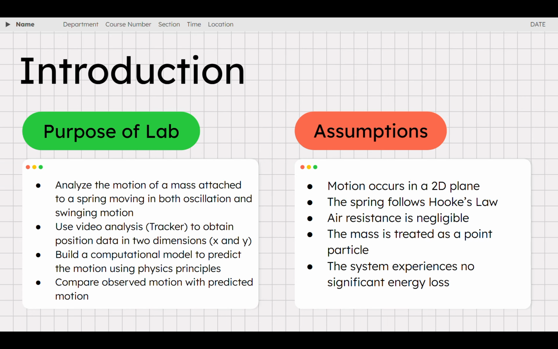The assumptions are motion occurs in a 2D plane. The spring follows Hooke's law. Air resistance is negligible. Mass is treated as a point particle, and the system experiences no significant energy loss.